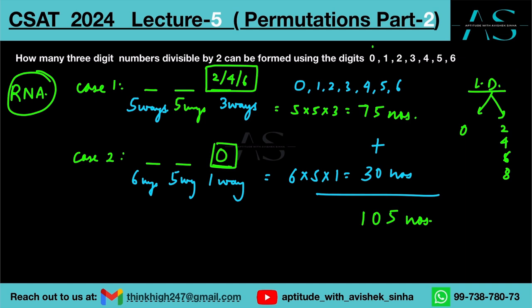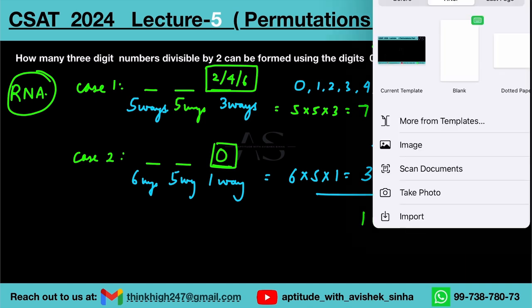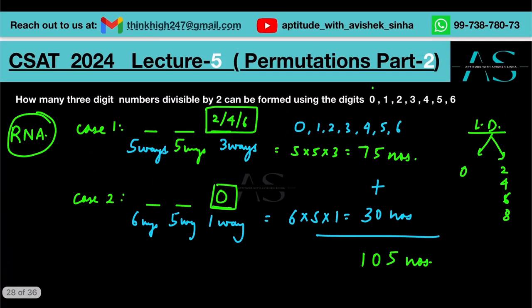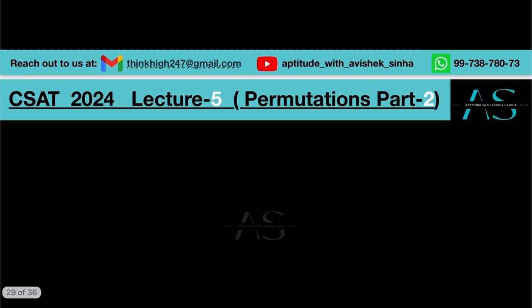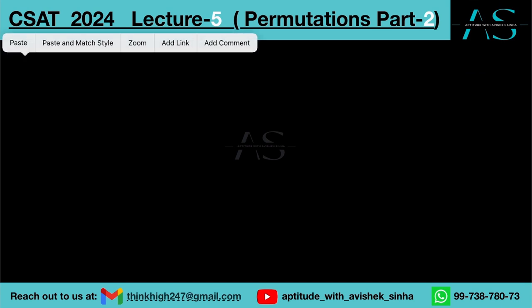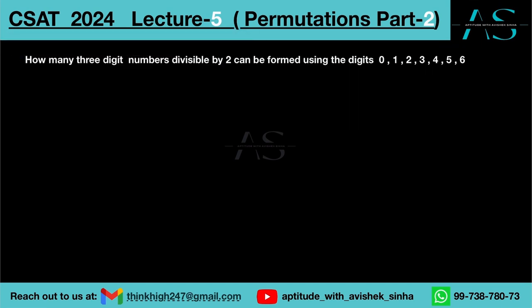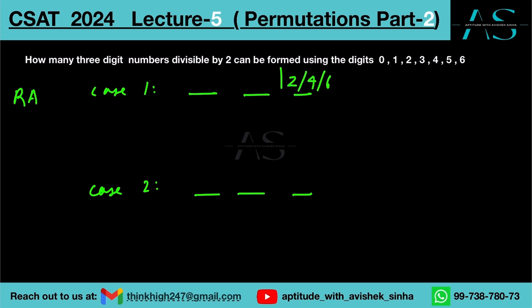Tell me the answer for when repetition of digit is allowed. If you are allowed to repeat the digits, what should be the correct answer there? Okay. Repetition of digit is allowed. In these cases as well, you've got two cases, case 1 and case 2. 2 or 4 or 6 can be placed here, and 0 is placed here with 100% surety. Okay, this can be done in 3 ways.